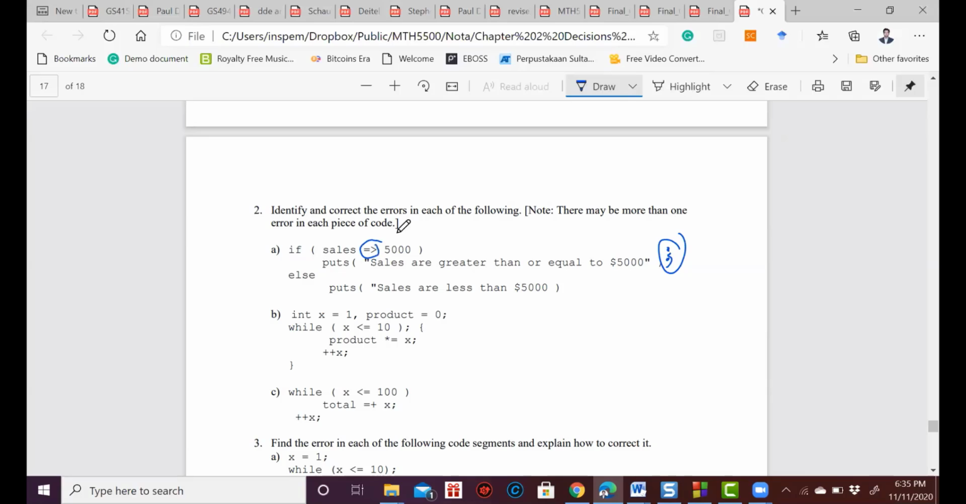This one should be greater equal. In C we don't have it like this one, so it should be like this. Next. Double quote. Missing double quote. Yeah. Okay. Is there anything else?